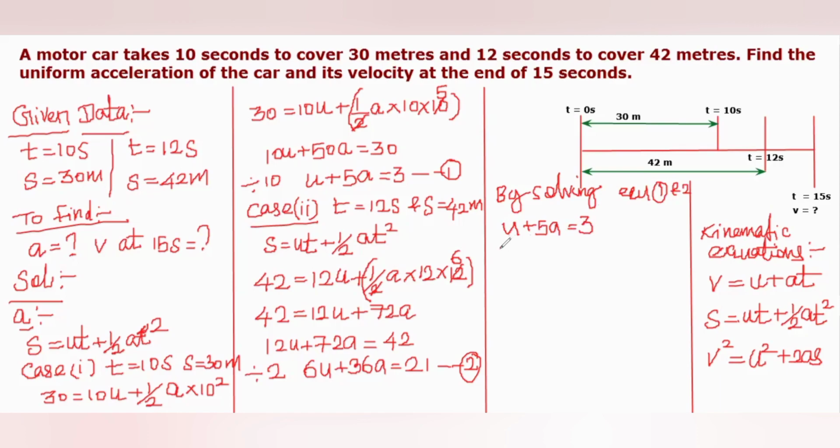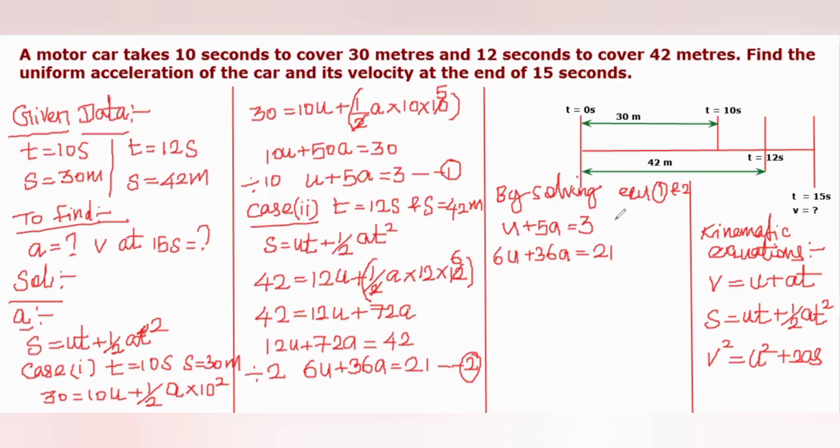Second equation, 6u plus 36a equal to 21. Here, to cancel the u, we multiply the coefficient of u in the second equation with the first equation, and the coefficient of u in the first equation with the second equation.